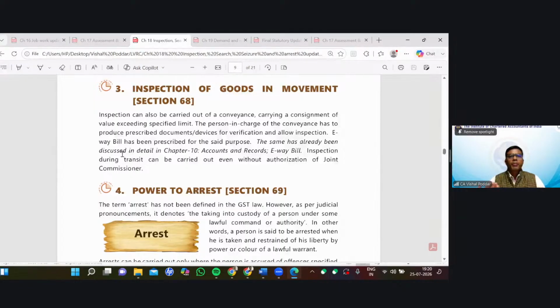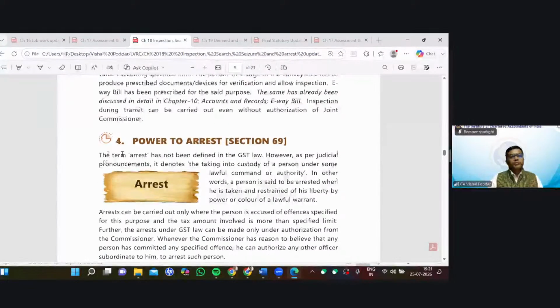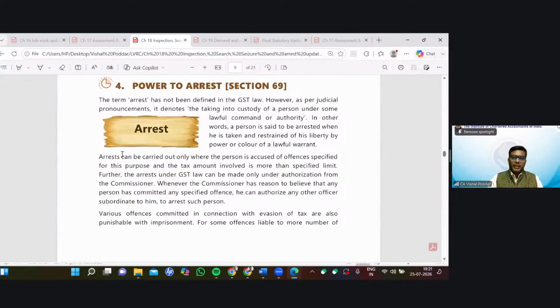The e-way bill has to be prepared on the e-way bill portal as per the provisions of the law, and the movement of the goods should be supported by a valid document and the e-way bill. If you fail to prepare the e-way bill, or if the e-way bill is not completely covering the details of your goods, then this section empowers the proper officer to inspect the goods in transit, to inspect the vehicle, and if required, even detain the goods until and unless proper penalty is paid.